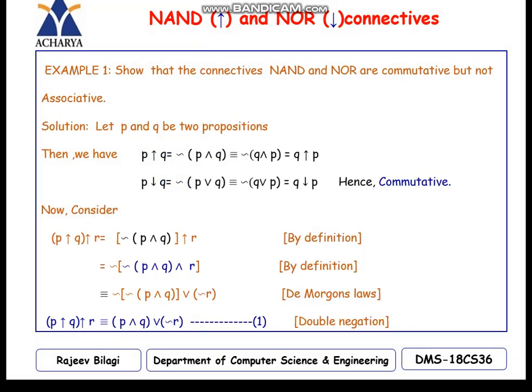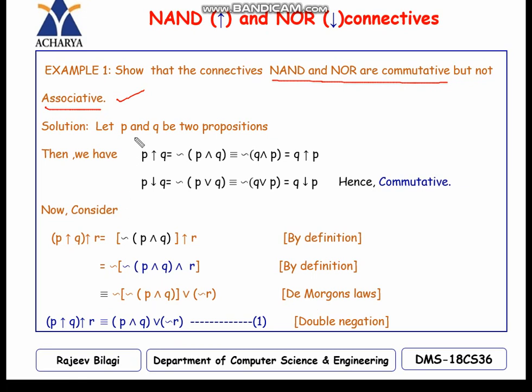Okay. Now one last concept: NAND and NOR are commutative but not associative. So this is one problem. What we have to prove is that NAND and NOR are acceptable with respect to the commutative property but not with respect to the associative property. Okay, we will see.